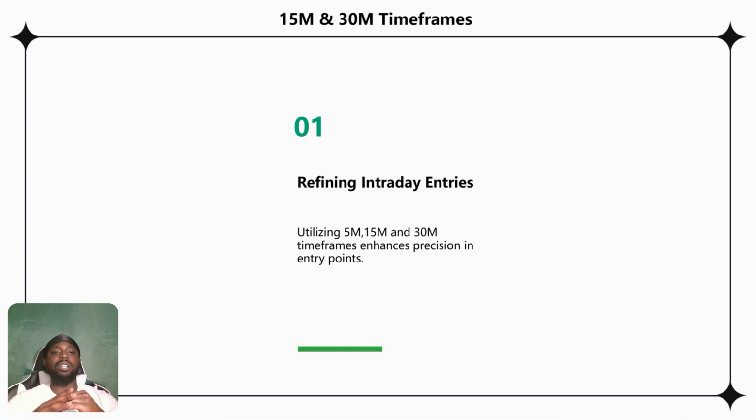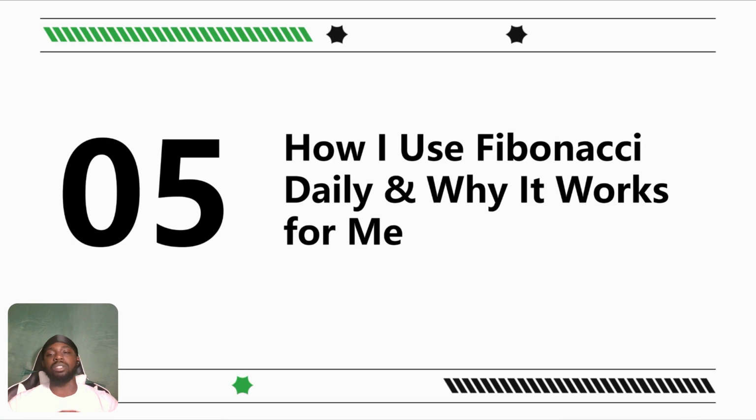So the 15 and the 30 minute are also time frames that I like to execute on when price gets to my specific 618 or 0.5 levels. You also want to utilize the 5 minute, the 15, and the 30 for those entries and wait for that break of structure in order for you to see exactly when it's time to execute. So these time frames enhance the precision in those entry points that I explained previously.